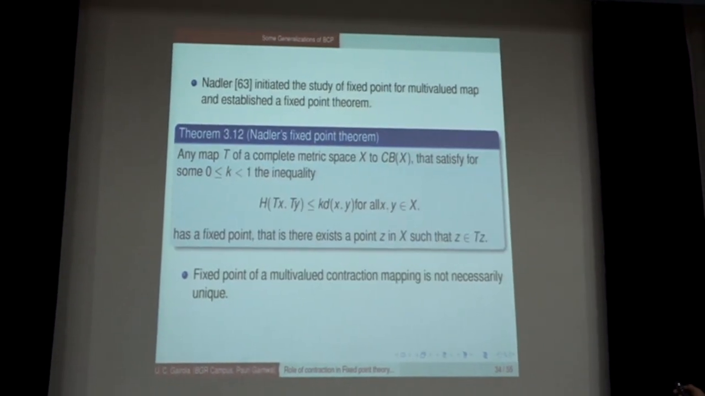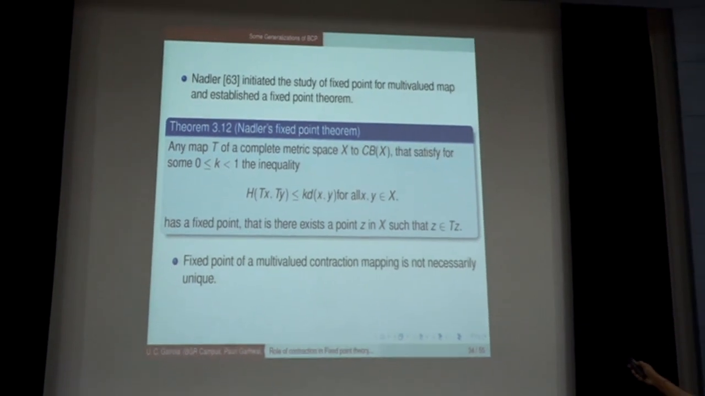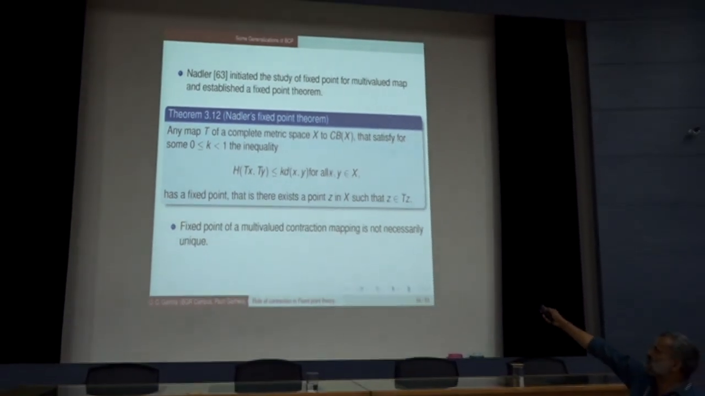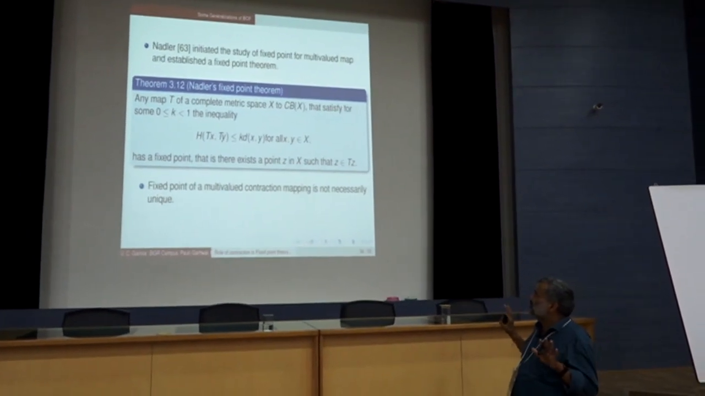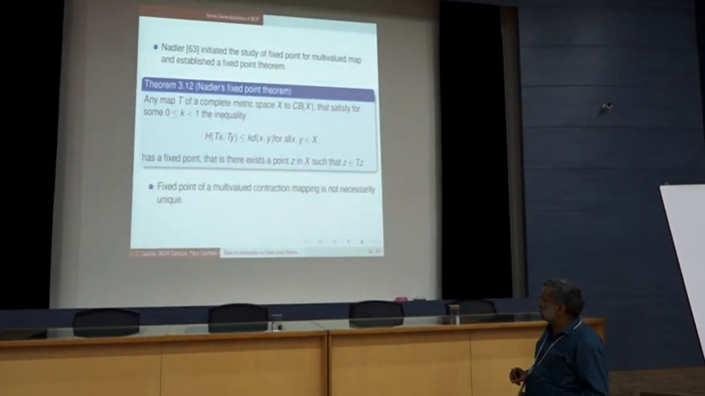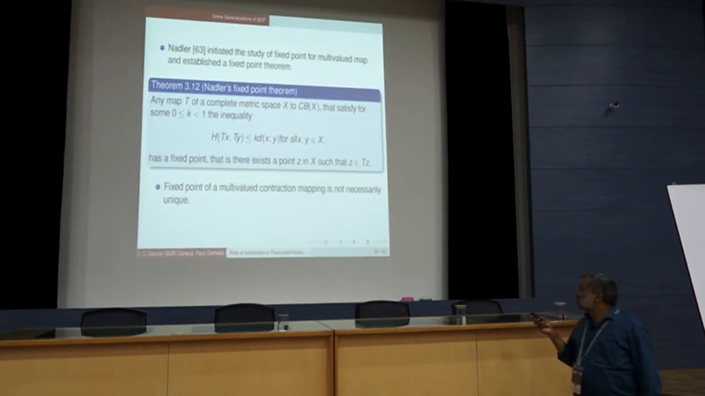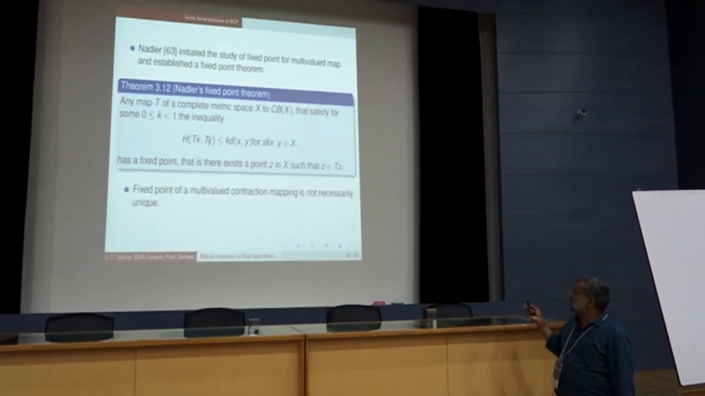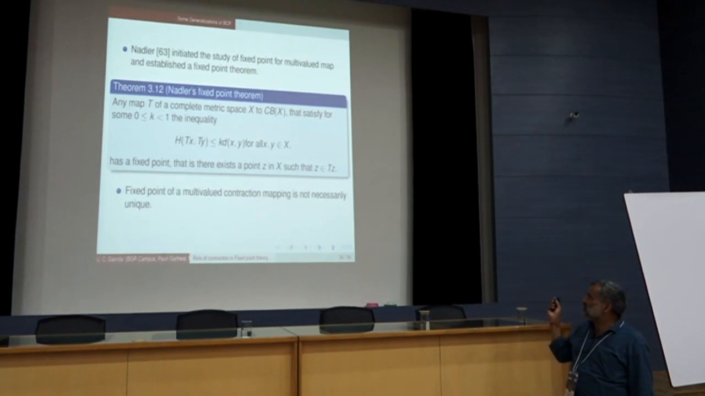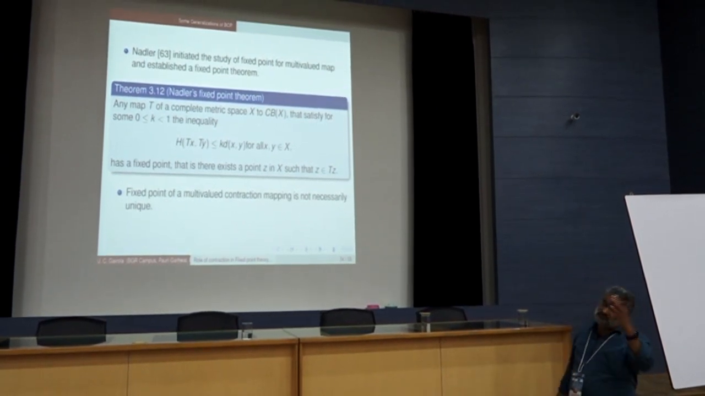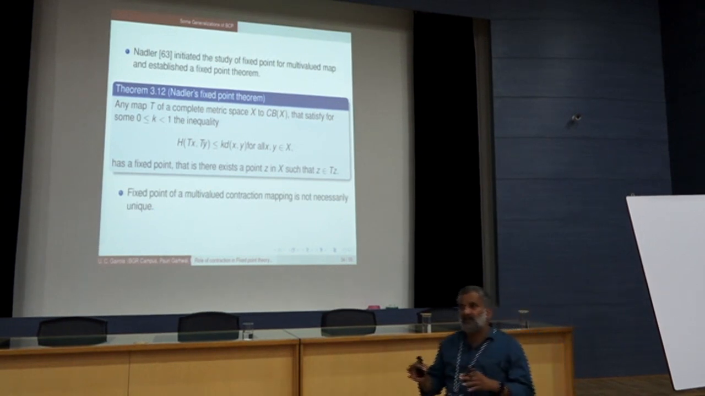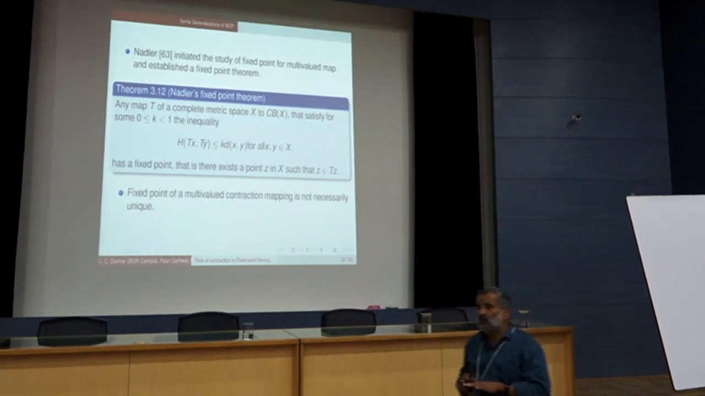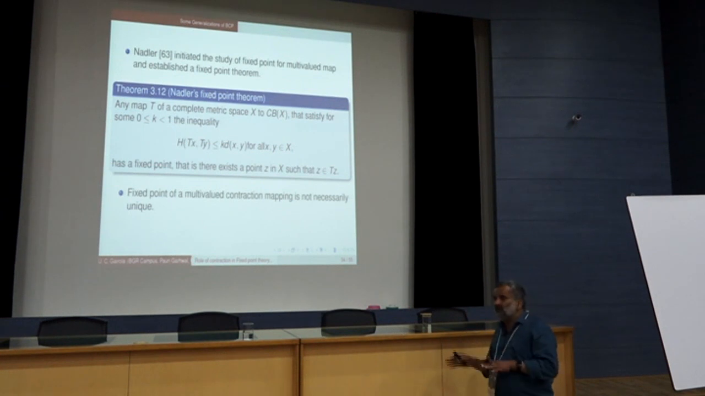So then he gave, when you are taking this contraction here, especially when you take this T as a single valued map, then you will have the Banach contraction. And the fixed point for a multiple contraction is not necessarily unique. So here it is very important that in the Banach contraction, in the case of single valued map, the unique fixed point is guaranteed. But when you are taking the multi-valued, the fixed point may not be unique.